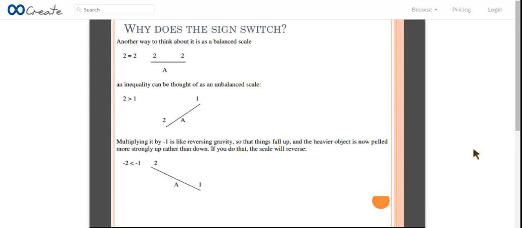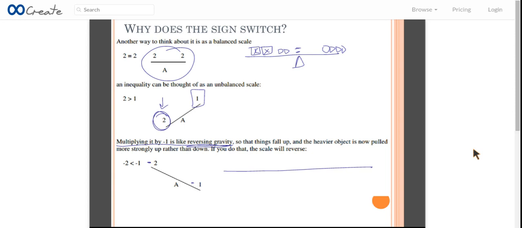When we think about equations, we think about them as a scale. If you think about how we would draw the 2 x's and 2 little ones, and then 4 little ones over here, we were always treating it like a scale, like they were equal. And an inequality can be thought of as an unbalanced scale. 2 is bigger than 1. That's why 2 is heavier, and it's down here at the bottom. Multiplying by negative 1 is like reversing gravity, so that things fall up, and the heavier object is now pulled more strongly. So when we do that, the scale is reversed. So negative 2 is less than negative 1.